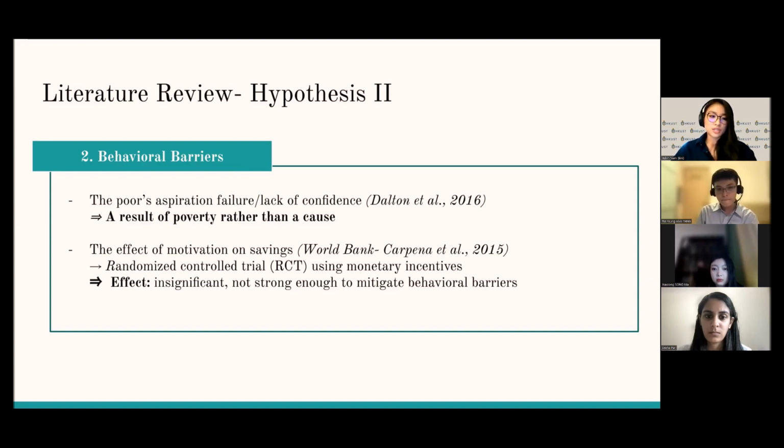The World Bank also conducted a randomized control trial using monetary incentive to look at the effect of motivation on savings behaviors. And then they found out that the effect of motivation is actually quite insignificant and generally not strong enough for individuals to overcome the behavioral barriers.